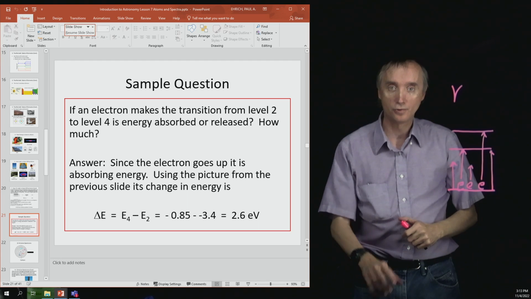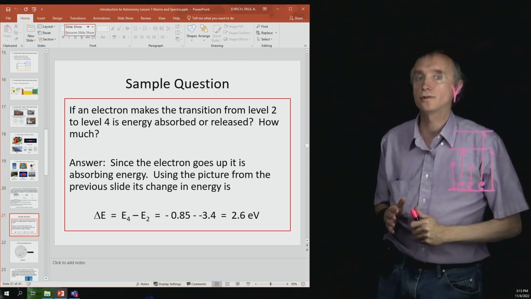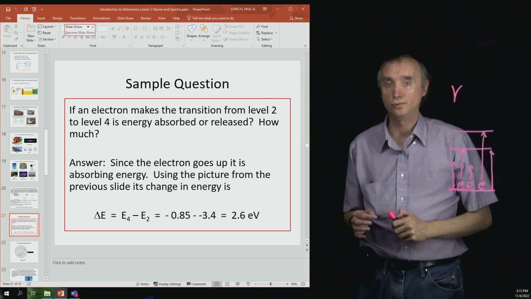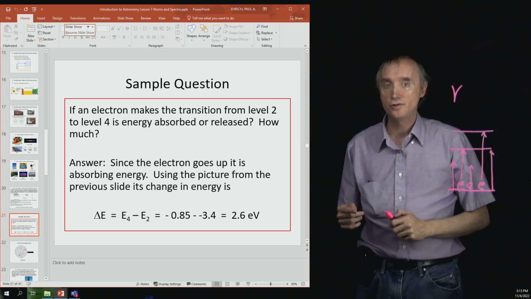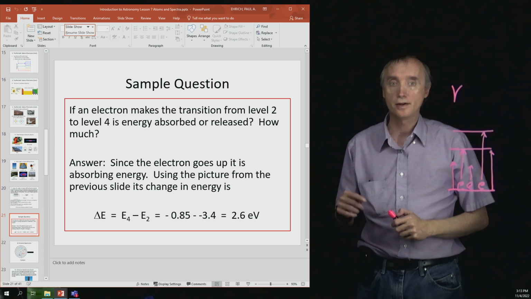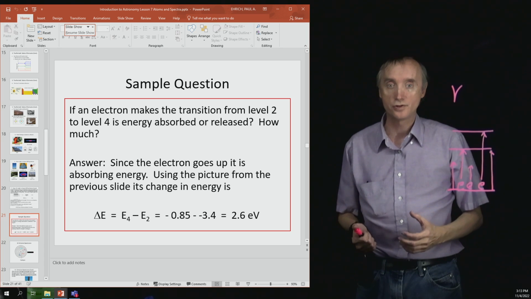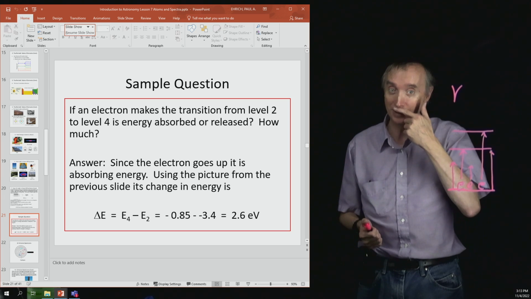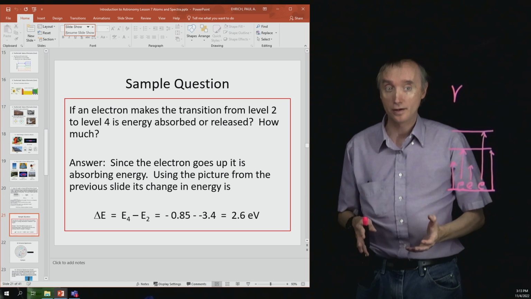So here's a sample question. If an electron makes the transition from level number 2 to level number 4, is energy being absorbed or is energy being released, and how much energy? So since the electron is going up, it is absorbing energy.